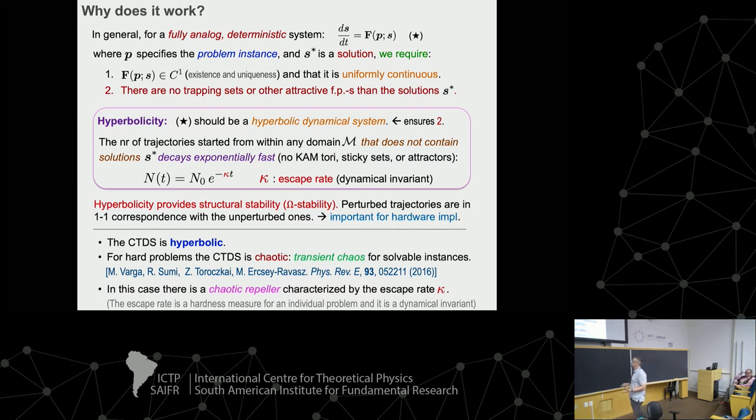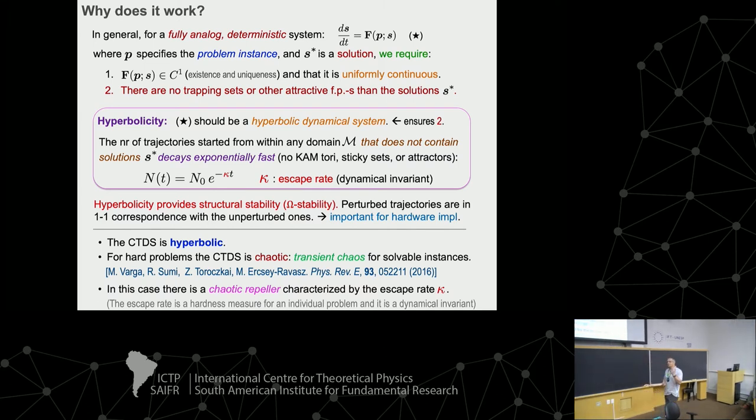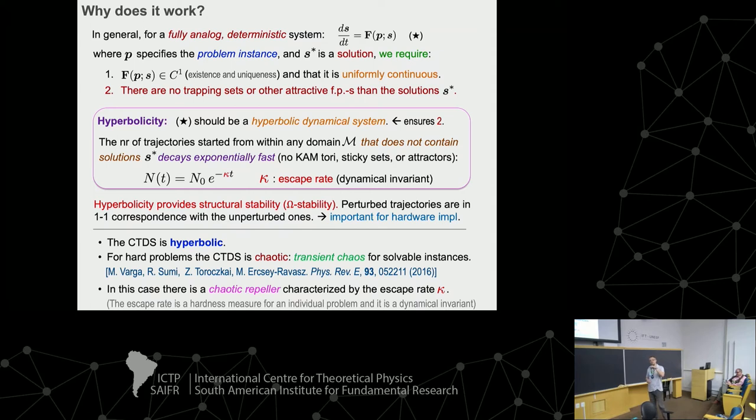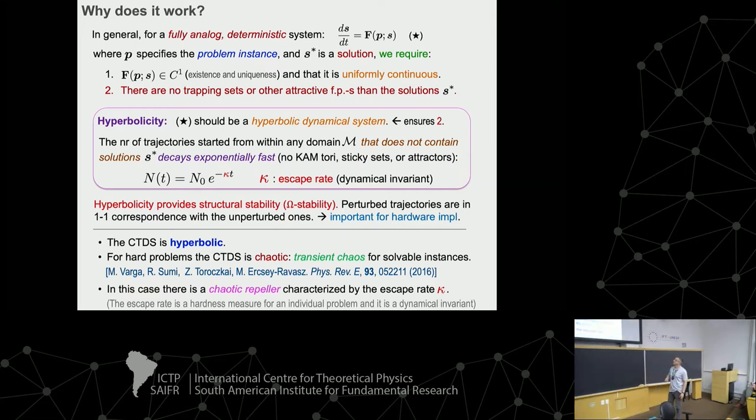We have shown that our system is hyperbolic, and when the problems are hard, the dynamics is chaotic, as you have seen in those slides. And therefore, this has to be transient chaos. In this paper, we talk about how this chaos appears. It appears through a second order phase transition at some alpha value for random SAT. And in this case, of course, you have a chaotic repeller that's characterized by kappa.